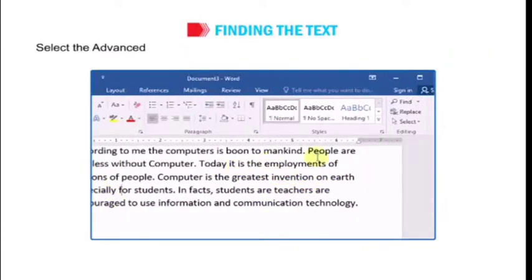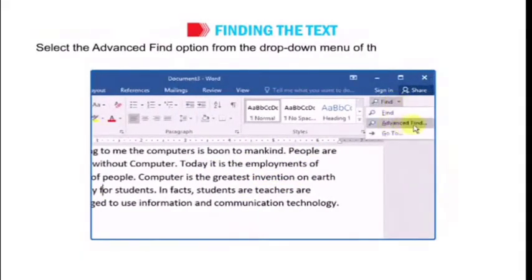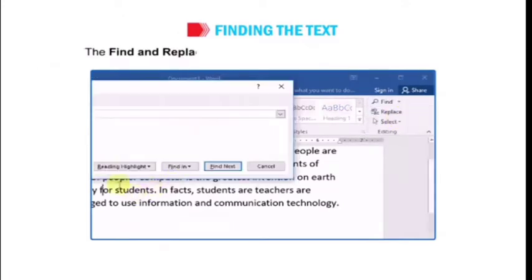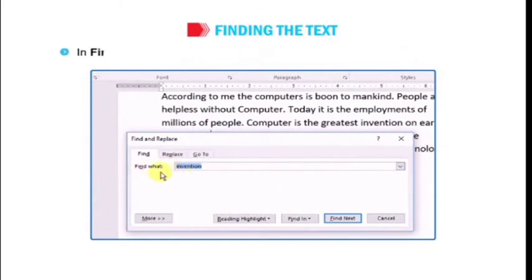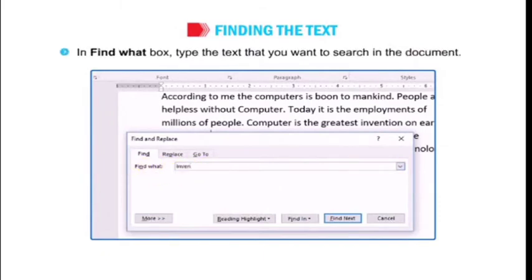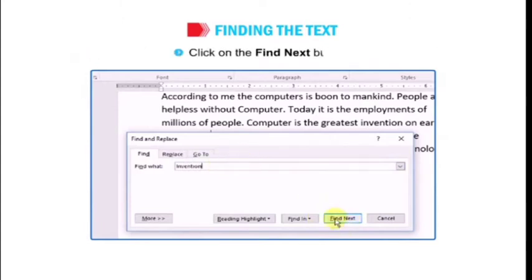Or select the Advanced Find option from the drop-down menu of the Search document text box. The Find and Replace dialog box appears as shown in the figure. In the Find What box, type the text that you want to search in the document. Click on the Find Next button.